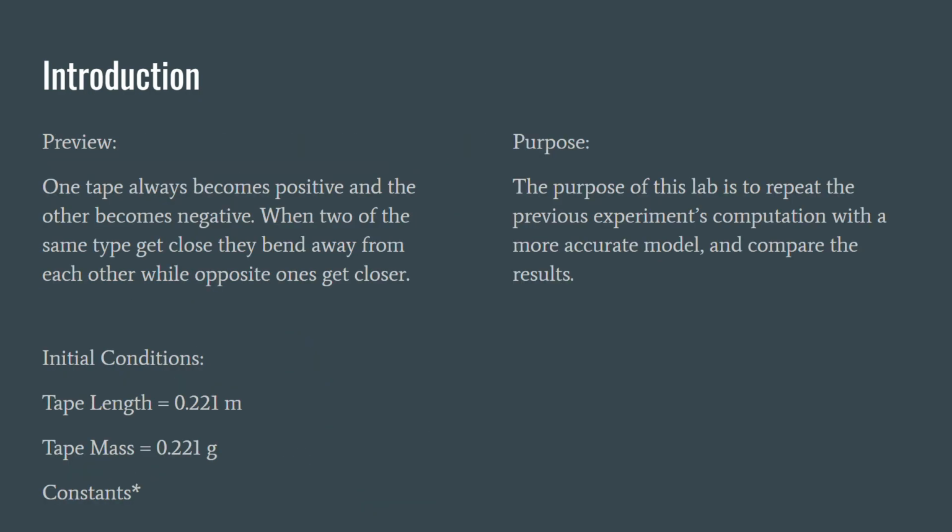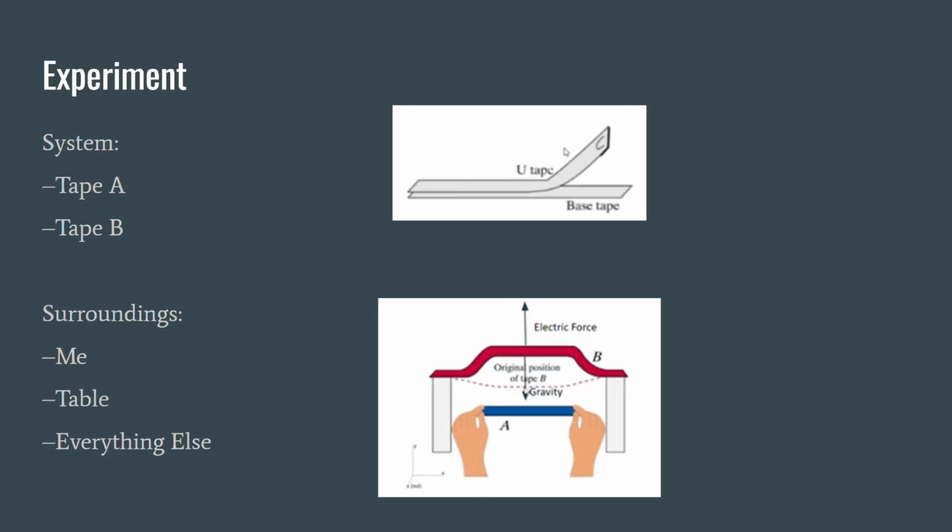In this lab, we're going to see the same thing as lab 1, where two tapes become one positive, one negative, attracting each other in the process. And we will see that the different model that we use compared to lab 1 will result in a drastically different answer. The initial conditions are the same, but the purpose this time is to show that different models can give more accurate results when the model itself is more accurate.